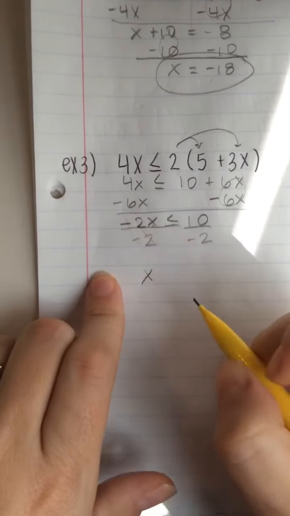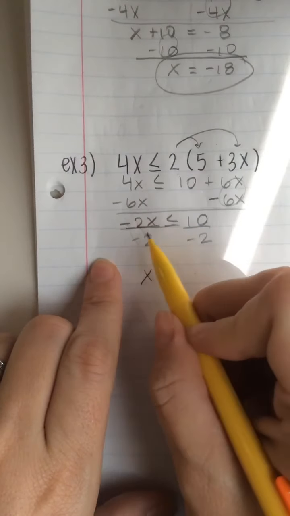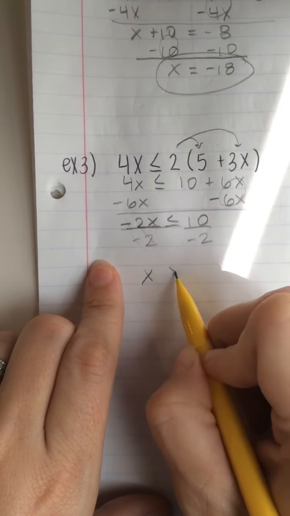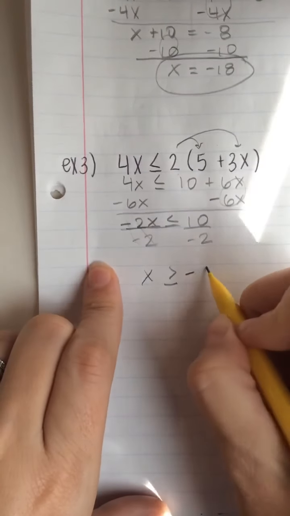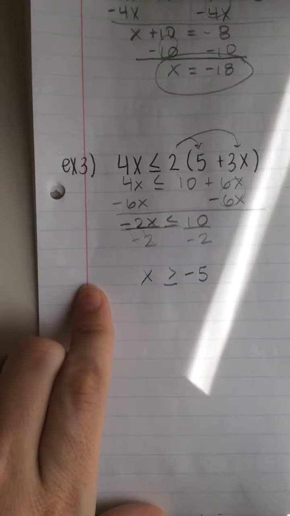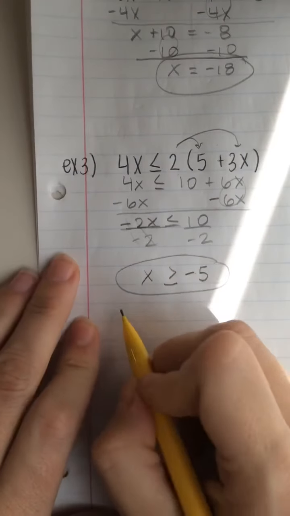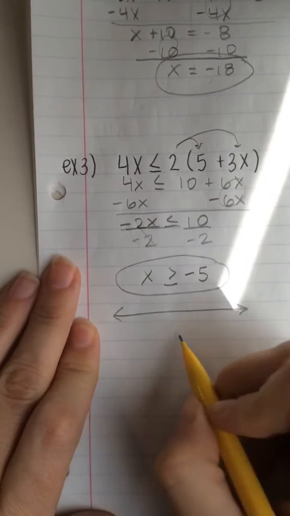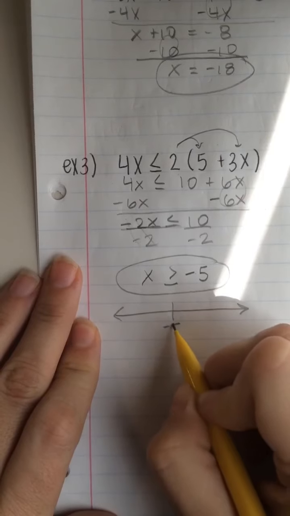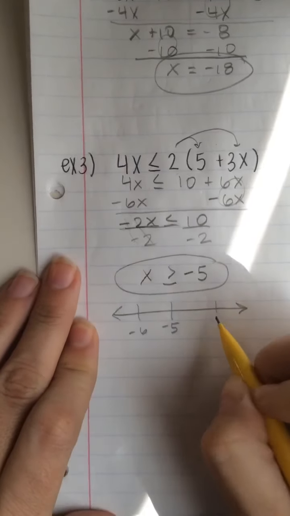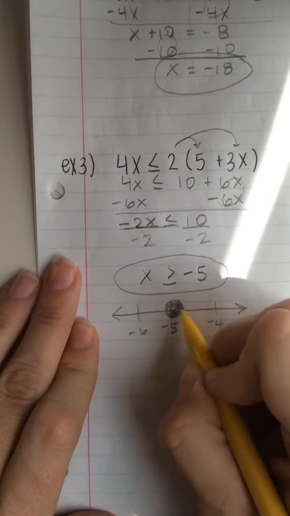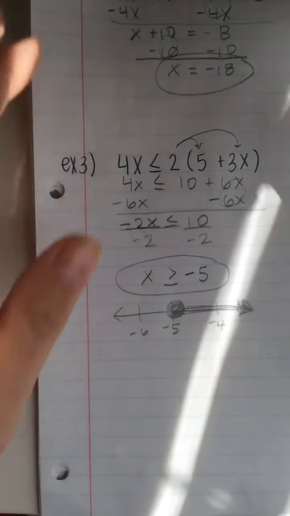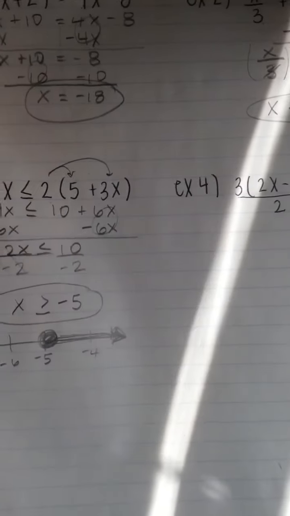So we're left with 1x. But when we divide by a negative, we have to flip our inequality. Okay? And then 10 divided by a negative 2 is a negative 5. And if we want to put that on a number line, we have negative 5, 6, 4. It gets shaded in, and we want everything greater than negative 5. Okay. And last one.